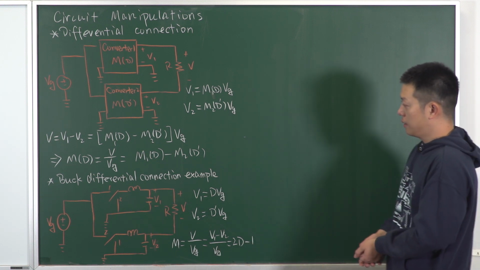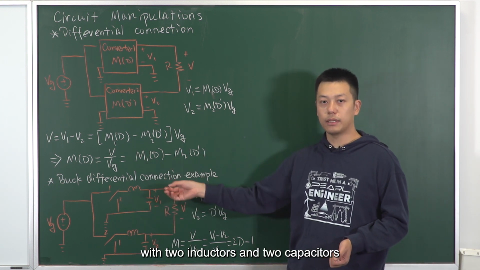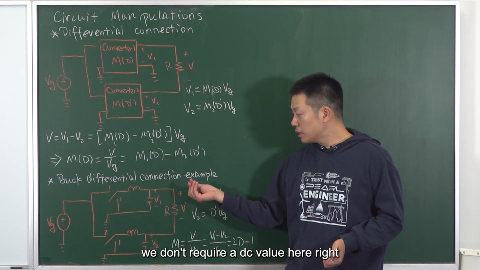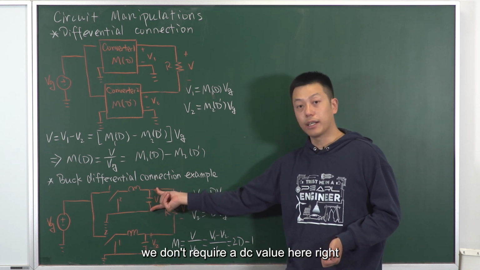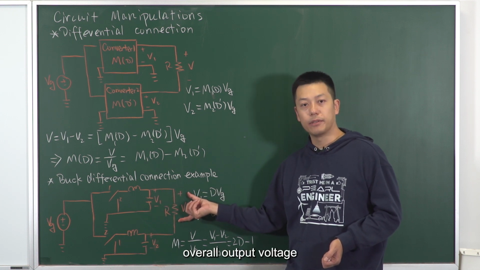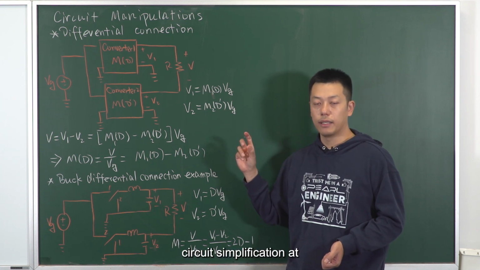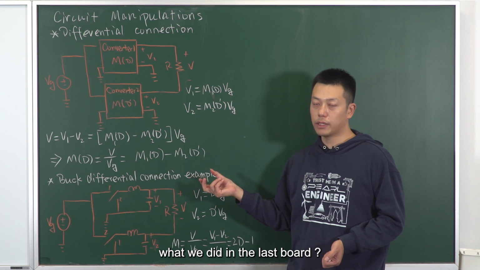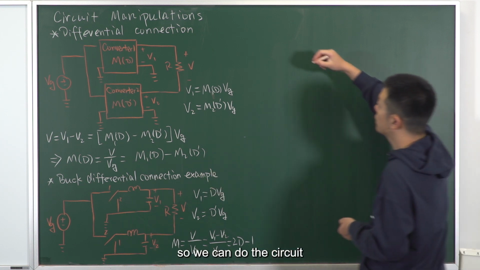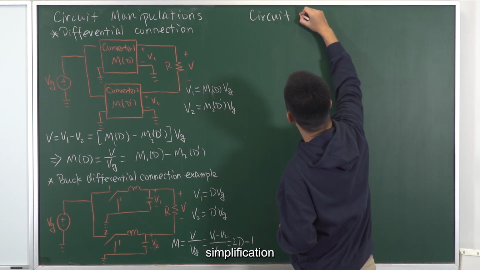So next, again, this circuit is a little bit complicated, right? With 2 inductors and 2 capacitors. We don't require a DC value here, because we only care about the overall output voltage. So can we do the circuit simplification as we did on the last board? The answer is yes. So we can do the circuit simplification.